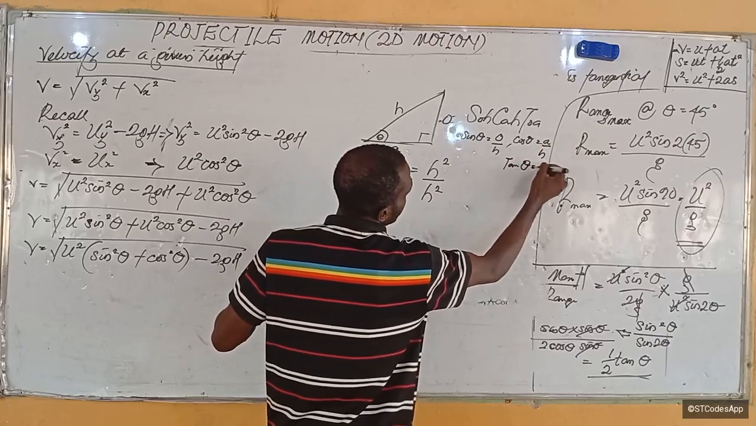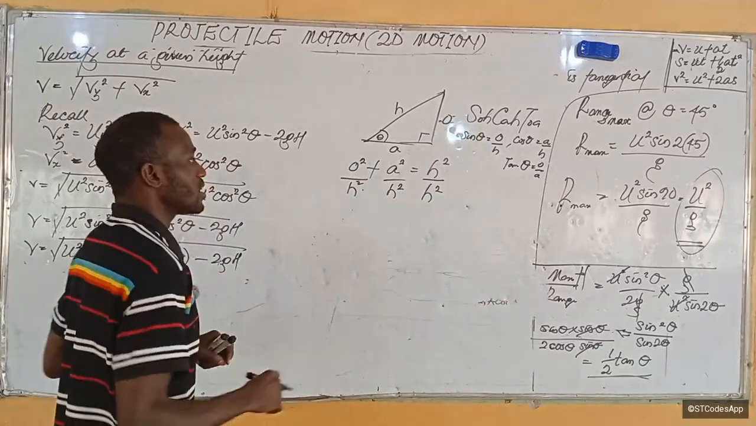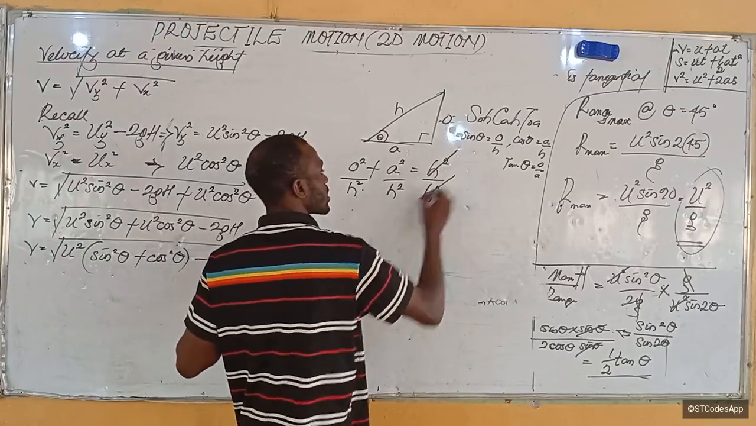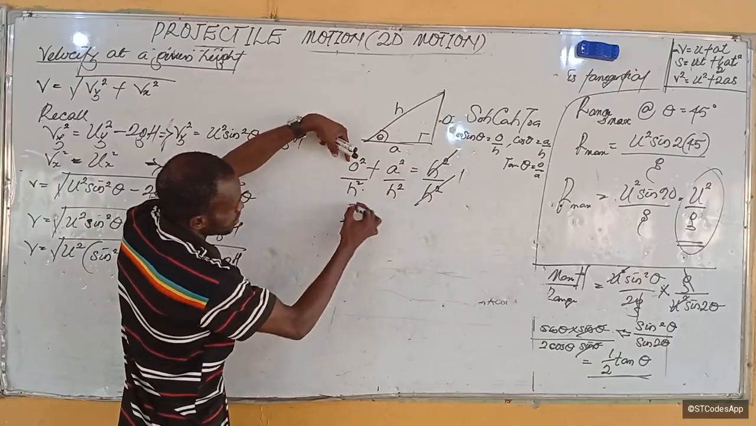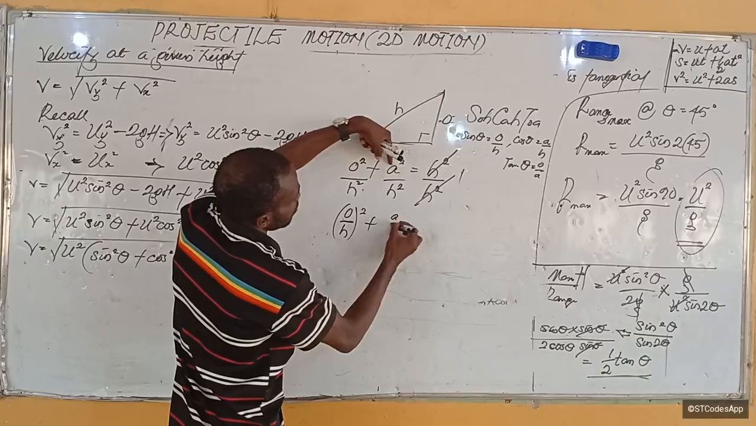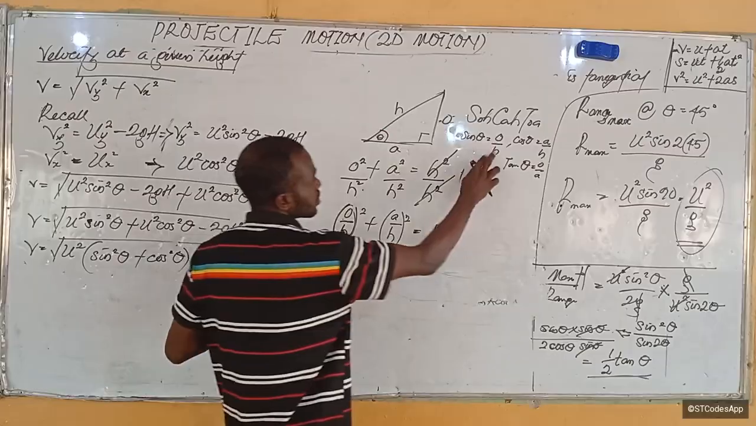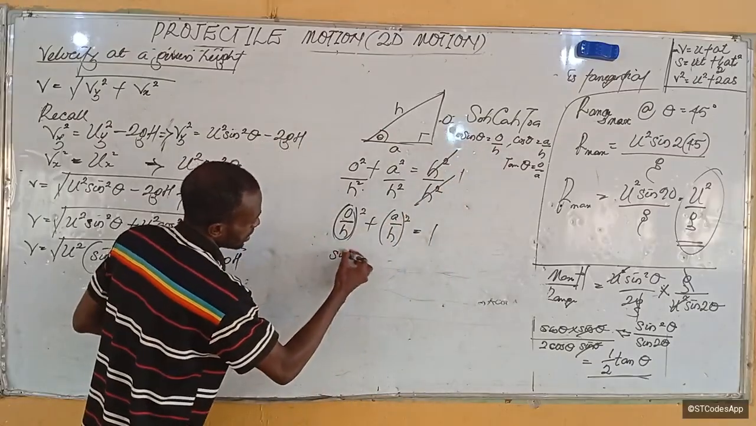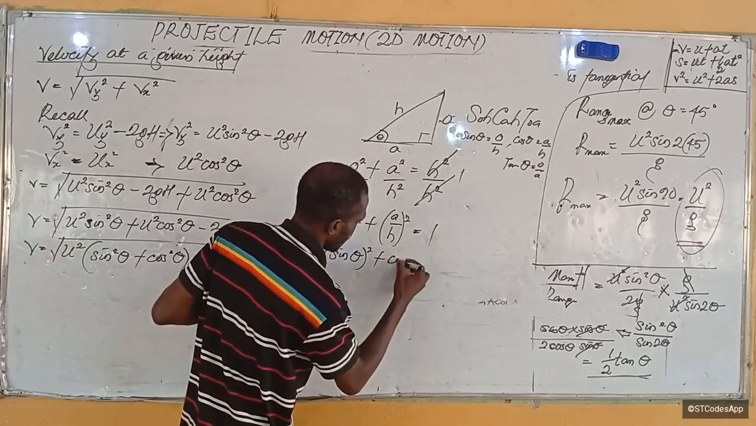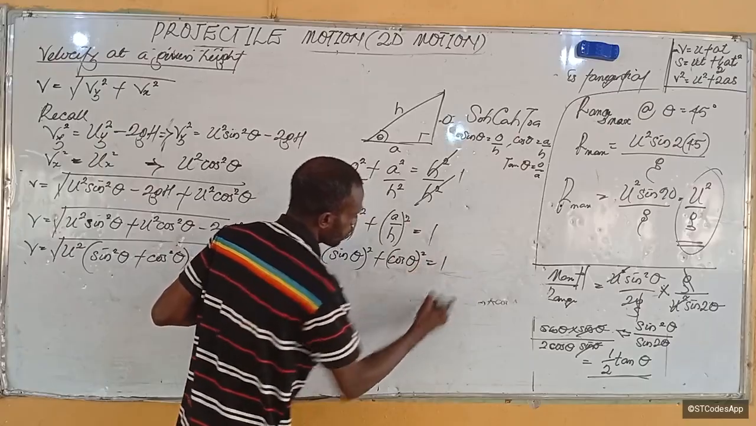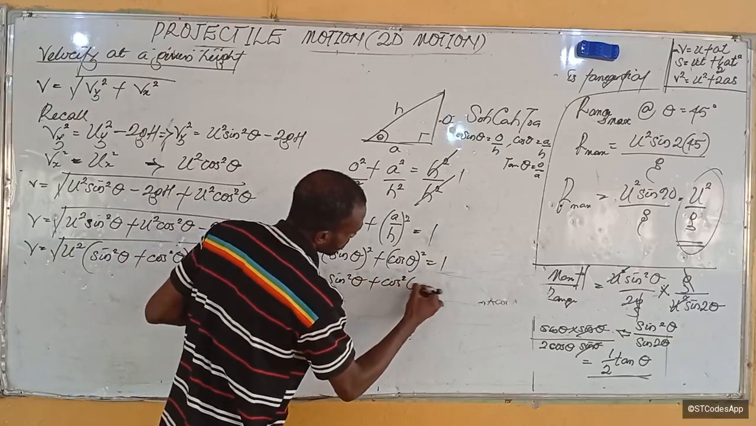Tangent of theta is equal to opposite over adjacent. You should already know this. Is that correct? Since that's the case, this can take care of this to give us 1 here. And here, this becomes O over H, all squared, plus A over H, all squared, is equal to 1. What is O over H? That is sine theta, all squared, plus A over H, that is cos theta, all squared is equal to 1. So this becomes sine squared theta plus cos squared theta is equal to 1.